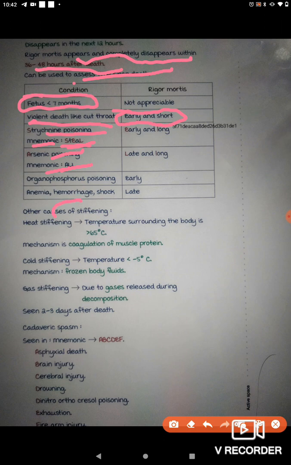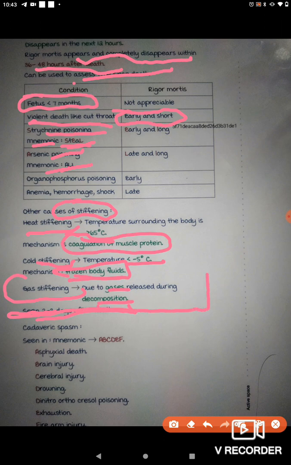So what are the other causes of stiffening? Heat stiffening occurs when the temperature is more than 65 degrees Celsius. The mechanism is simply coagulation of muscle protein. Cold stiffening occurs when the temperature is less than -5, due to frozen body fluids. Gas stiffening occurs with putrefaction or decomposition, 2 to 3 days after the death. So that is cadaveric rigidity. We have seen cadaveric rigidity, rigor mortis.